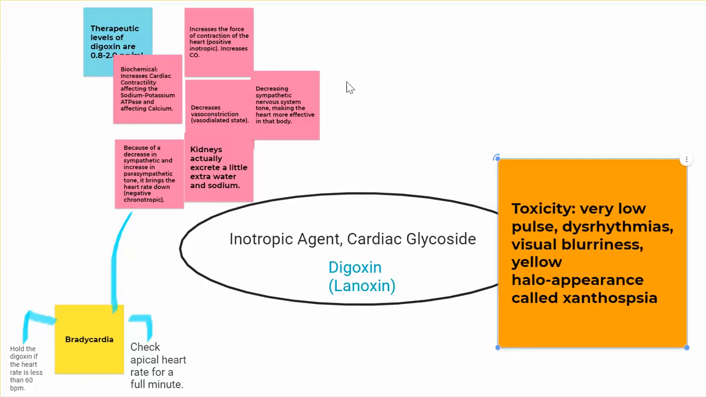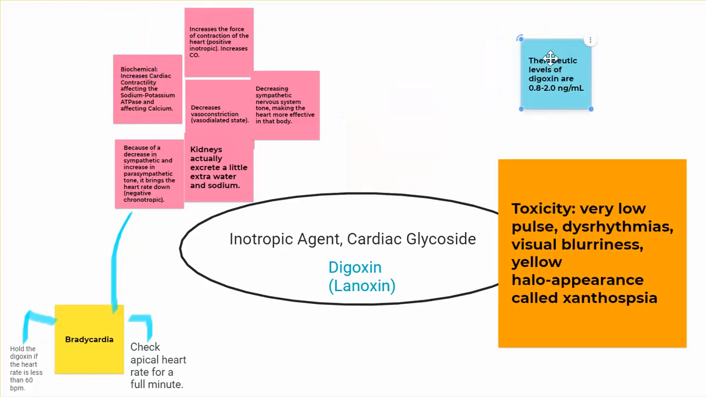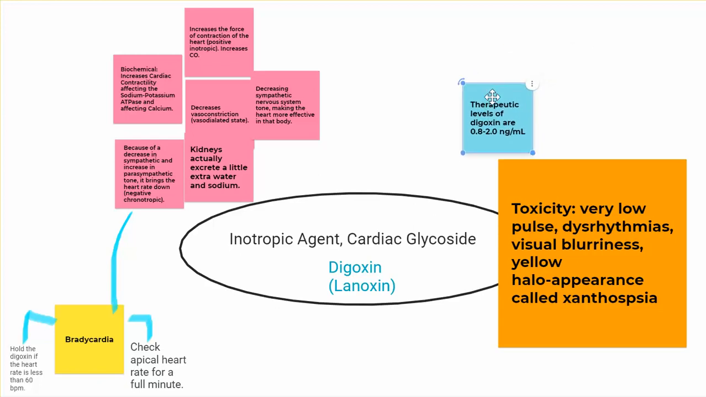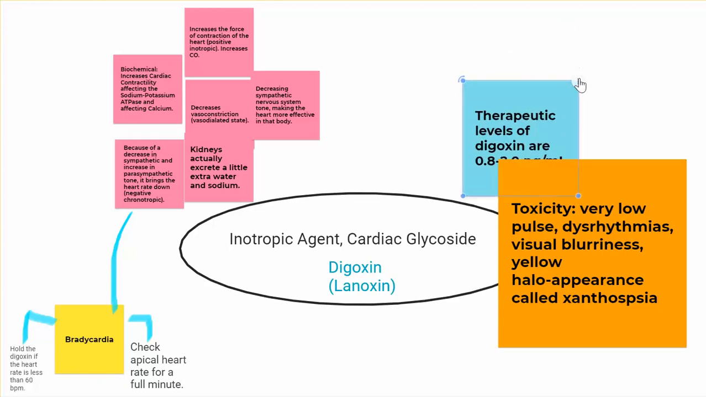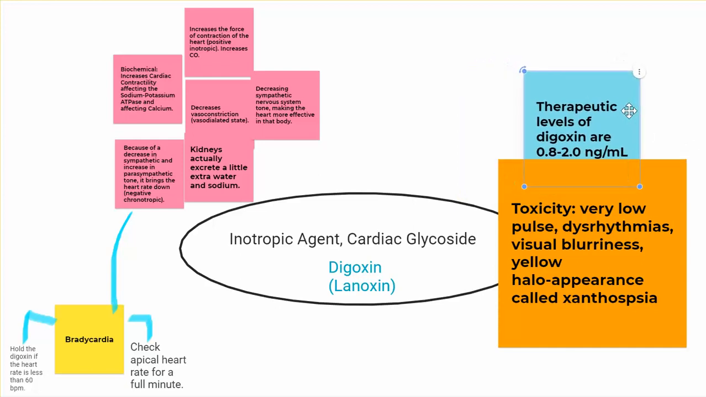And then what do you want to do? You want to check the digoxin level, right? When you check the digoxin level, if it's between 0.8 and 2.0 nanograms per mL, you're good. If it's greater than 2, yeah, it's toxic, right? You would hold it and call the provider.